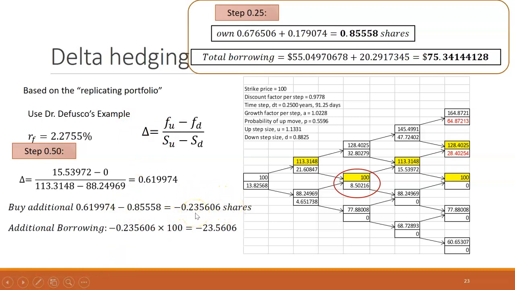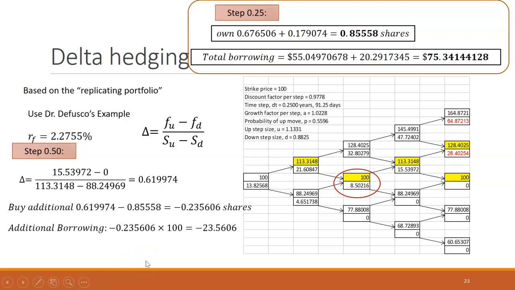Now when I sell off those shares, that's going to generate cash. I'm going to use that cash to pay off my borrowing. I have here additional borrowing, but again, notice that's negative, meaning my borrowing gets smaller, so I'm paying off that much of my loan. So my delta got smaller, I'm going to sell off some shares, that's going to generate some cash, and that's going to reduce the amount of borrowing that I have.